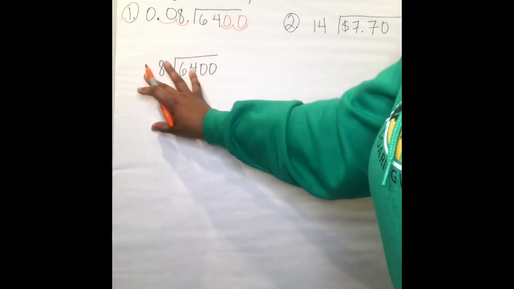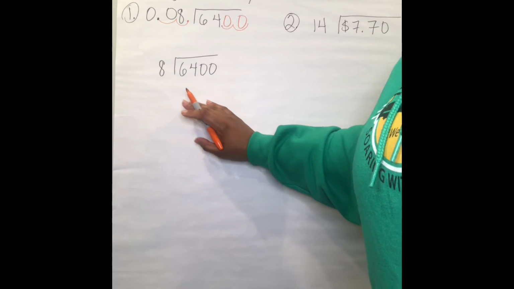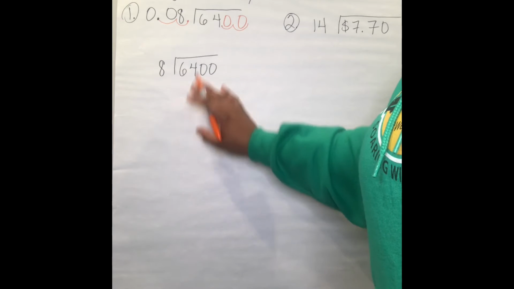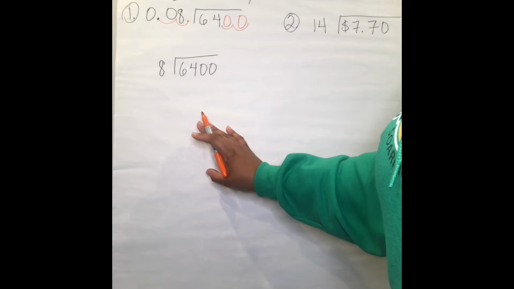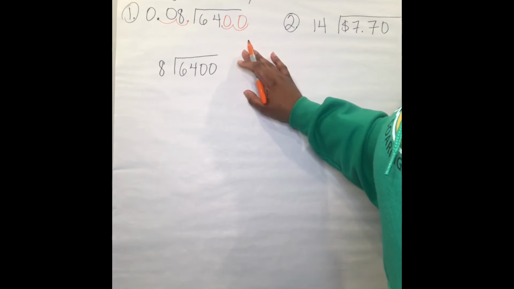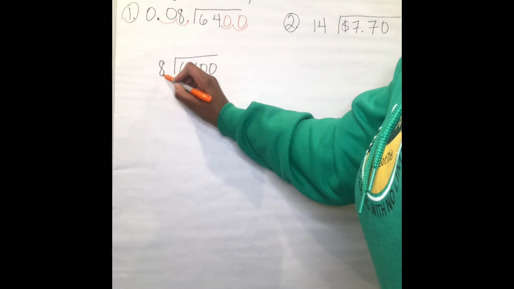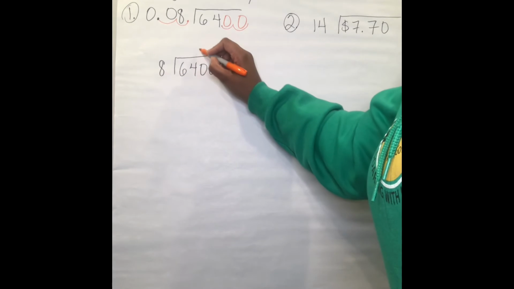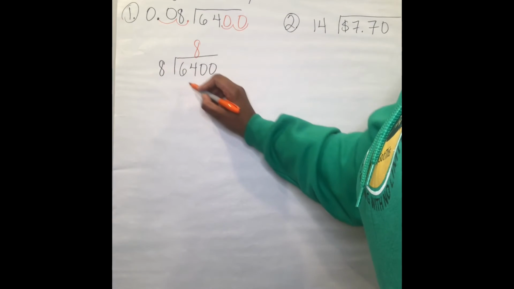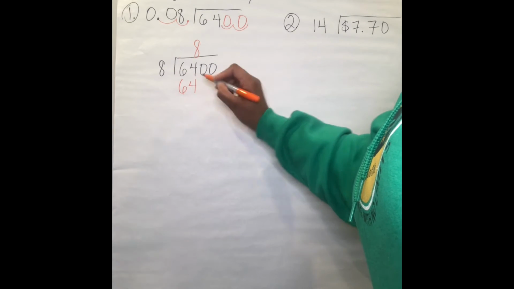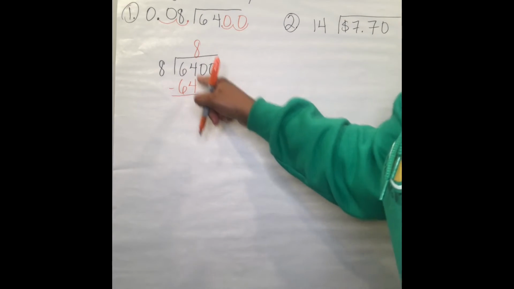So the basic steps of division: divide, multiply, subtract, bring the next set of numbers down, and then start the process all over again until we have a full quotient here at the top of our division bar. So 8 goes into 64 8 times. 8 times 8 is 64. So we write 64. Then we're going to subtract it.